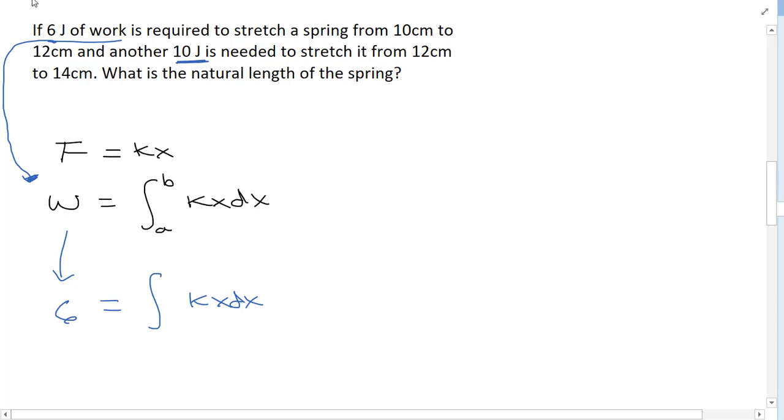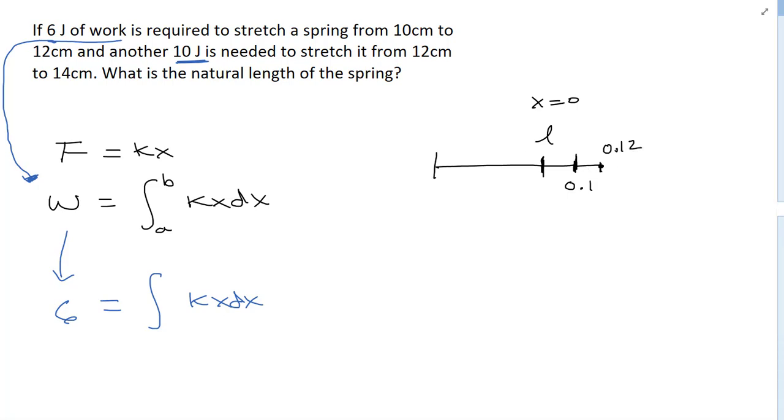Just look at the spring. If I have my spring, we don't know the length, so let's call it L. That will be my x equals 0. Then we stretch it from 10 centimeters to 12 centimeters. We stretch it 10 centimeters past its natural length, so that will be 0.1, and then to 0.12, not drawn to scale here. The work we're given is for this stretch, the blue highlighted part.